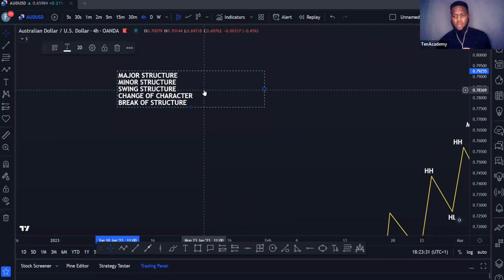If you can get a hang of these 5 concepts, you would have been able to properly demystify market structure as it should be demystified. When you look at the markets, when you look at the charts, you'll be able to fully interpret what is going on on the chart.